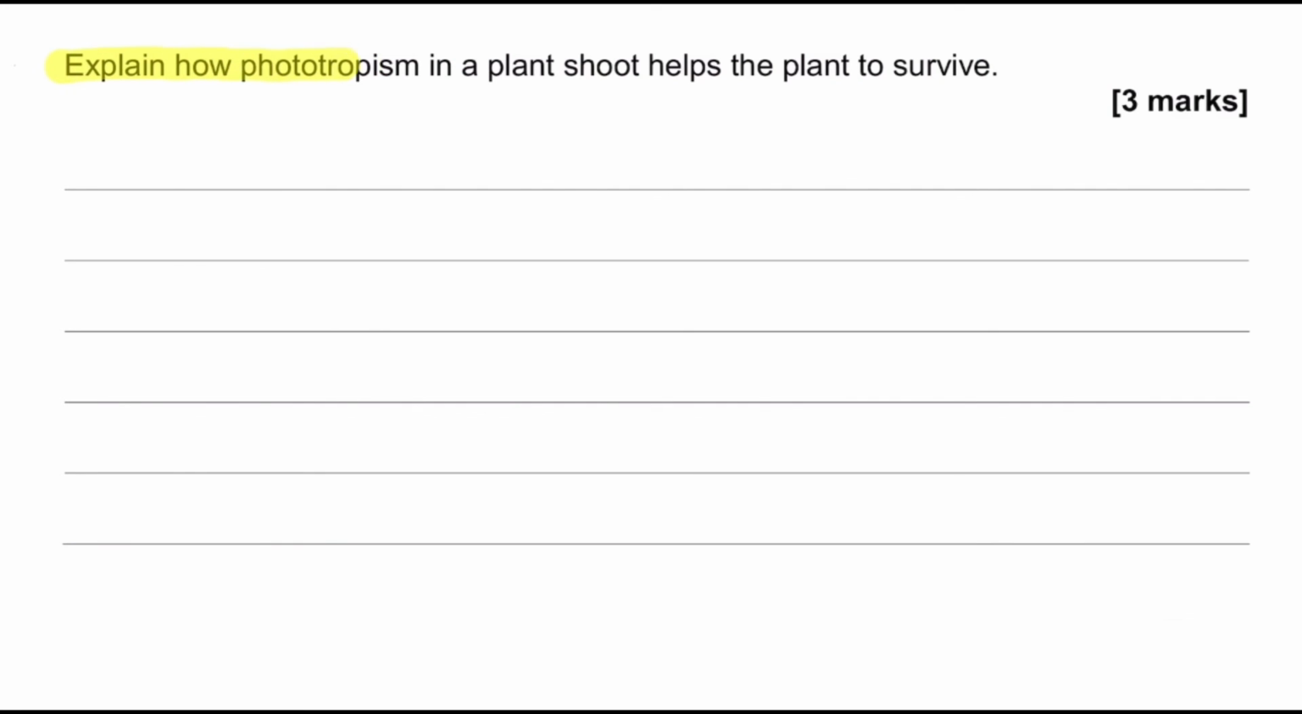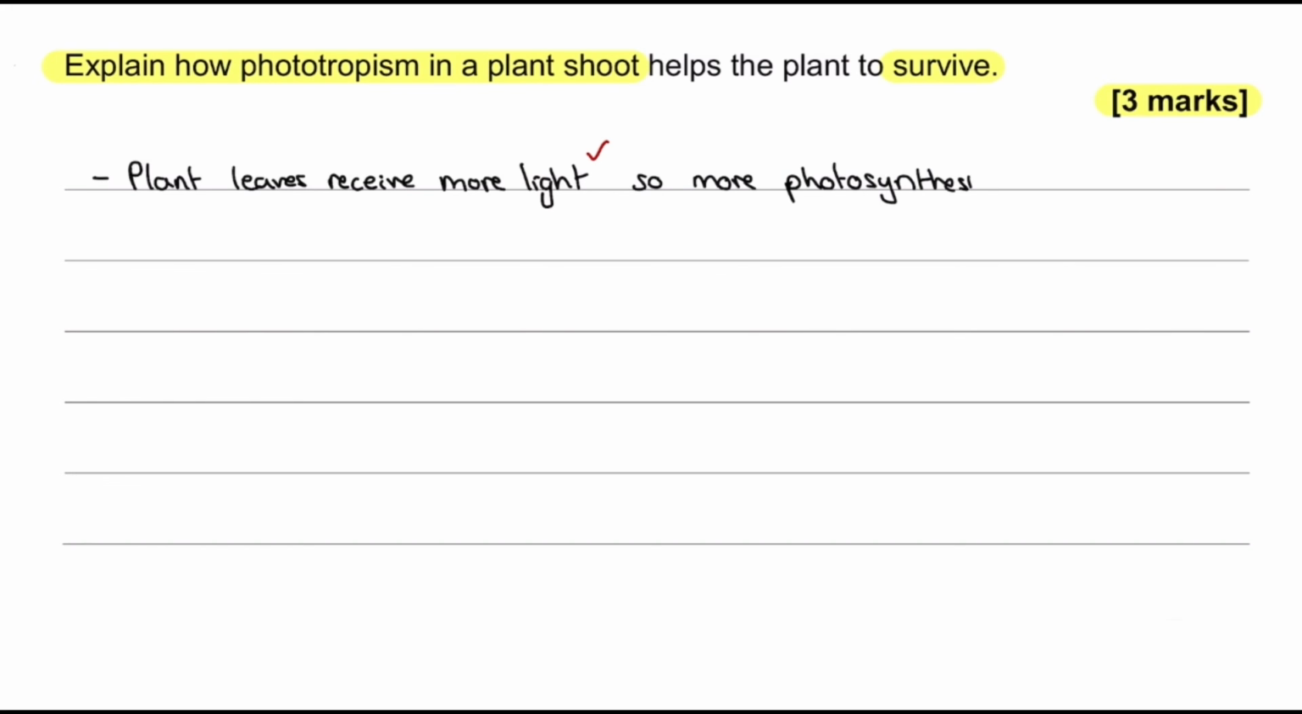Explain how phototropism in a plant shoot helps the plant to survive. This question is worth 3 marks. So in phototropism, the plant is inclining towards the stimulus, so the sunlight. So the plant leaves are receiving more light, which means that they can carry out photosynthesis at a greater rate. This allows it to then go on to make more glucose.